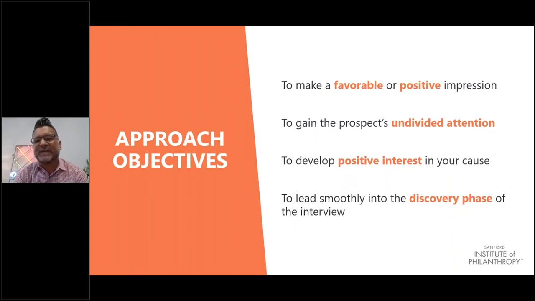Because really what we're doing pretty much in our first four modules of the cost selling cycle is interviewing our donors to make sure that they're the right fit for our cause. So that's why we use that kind of terminology here. So again, an objective would be to lead smoothly into the discovery phase of the interview.